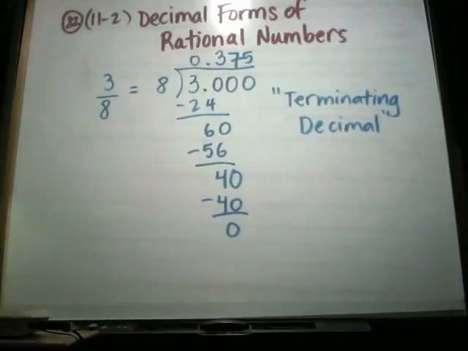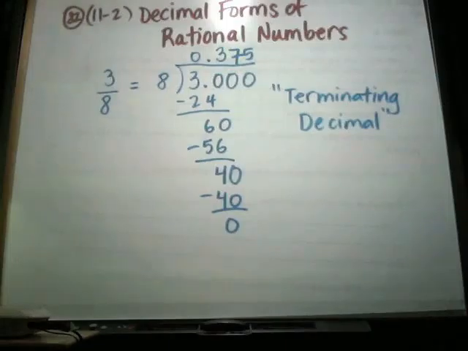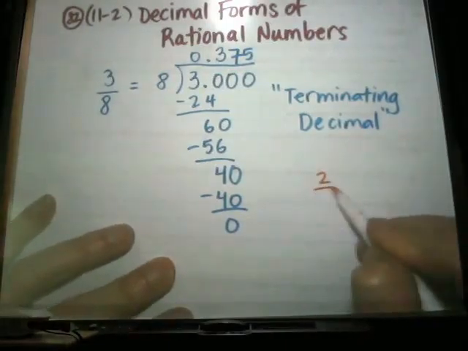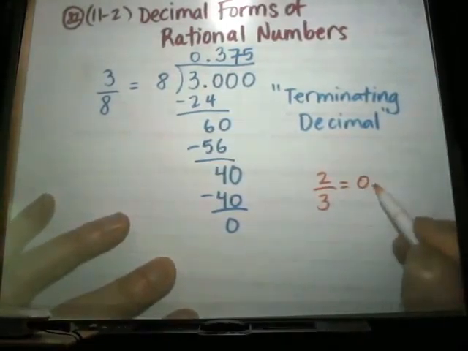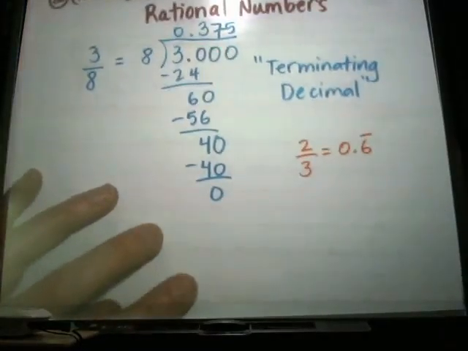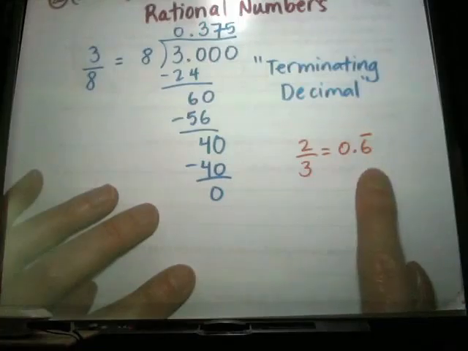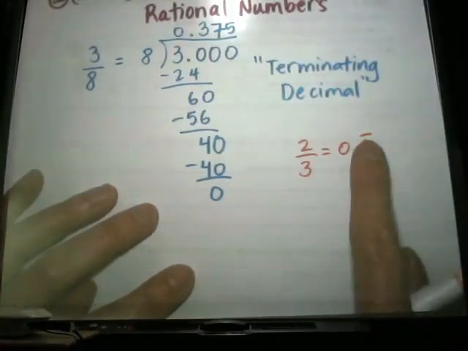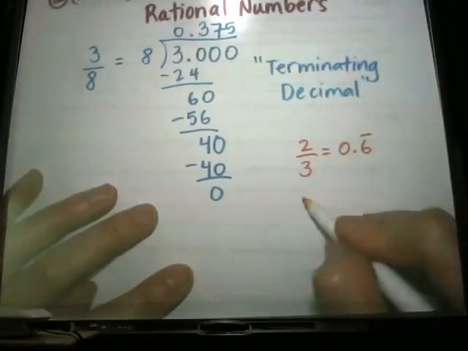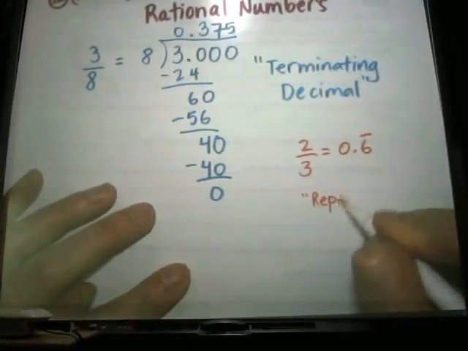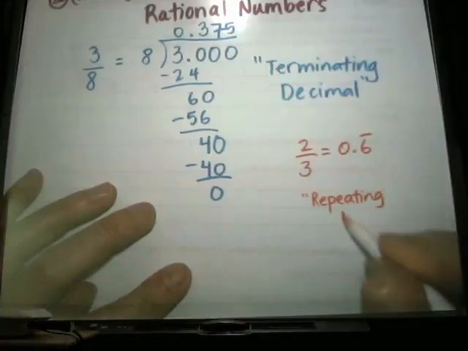Now, the other choice could be that maybe it starts to repeat. As soon as you see a repeating pattern, you can stop. So for example, if you were doing 2/3 and you did long division, you're going to see the 6 repeats endlessly. You only have to write the repeating value once, or the repeating pattern once, and you put a bar over the number that repeats. So you will also see repeating decimals.